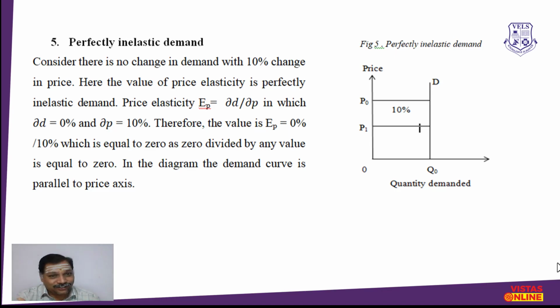So ∂D is 0, ∂P is 10%. 0 by 10 is equal to 0. So the price elasticity value is 0. So this particular price elasticity we used to call perfectly inelastic demand. So having these 5 types of price elasticity, what are they?